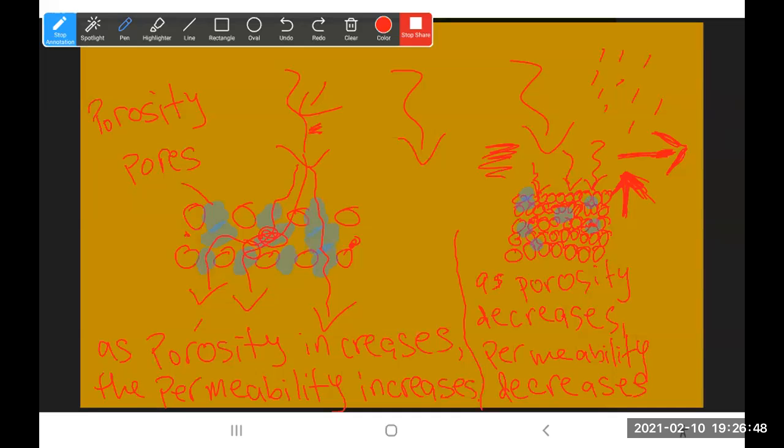So the relationship between porosity and permeability, ladies and gentlemen, as porosity increases here on the left side, permeability increases. On the right side here, as porosity decreases, permeability decreases.